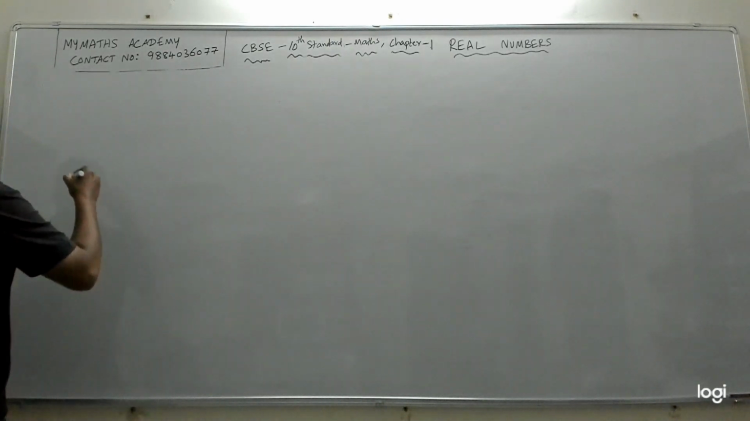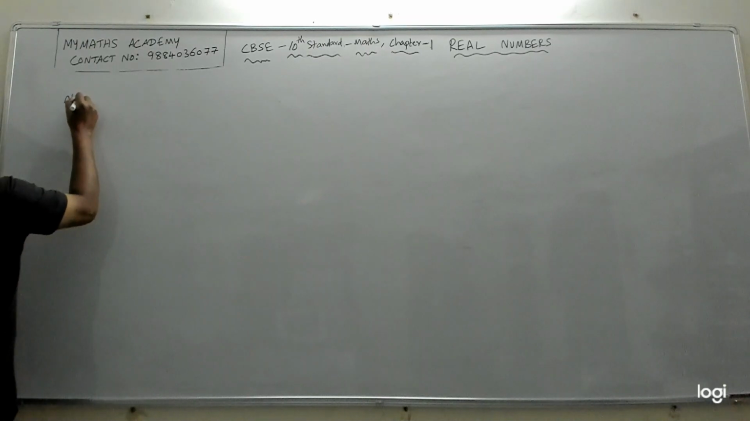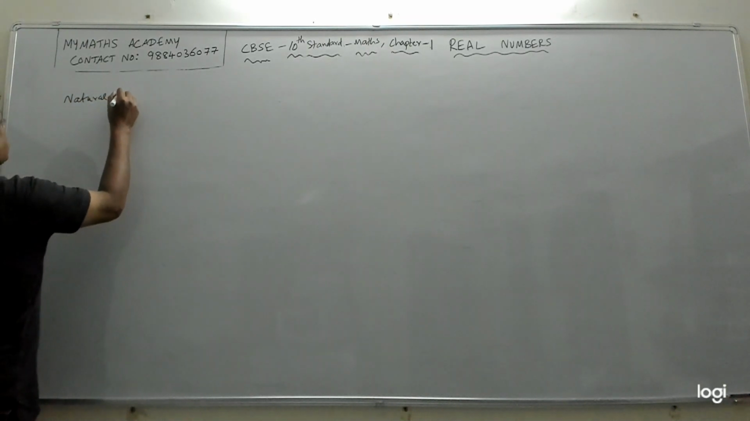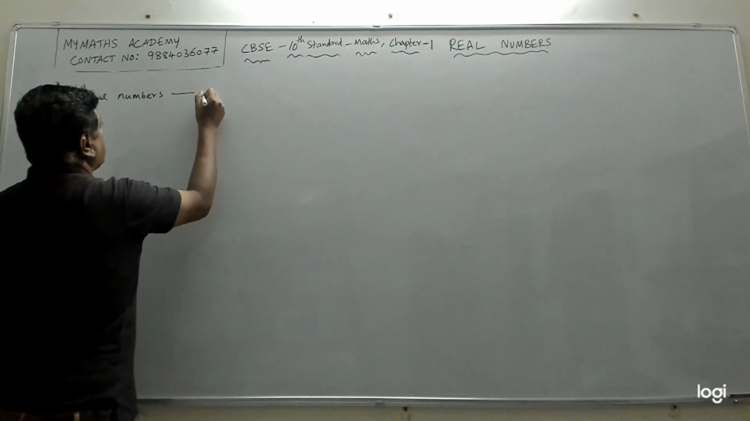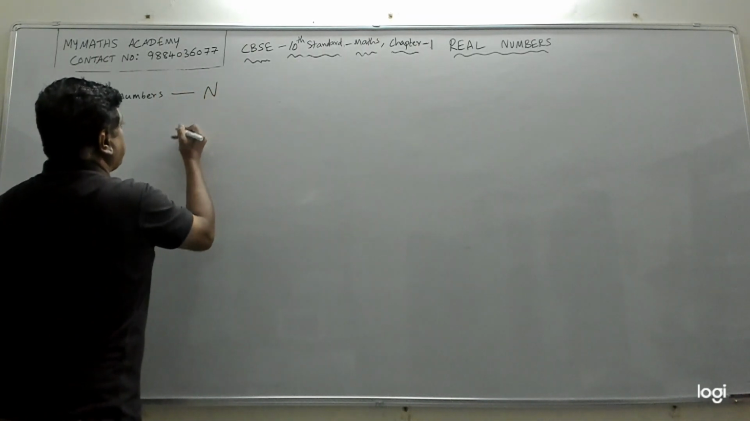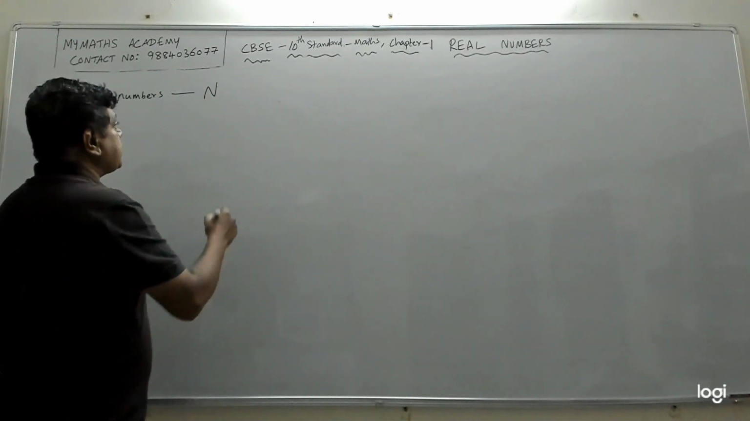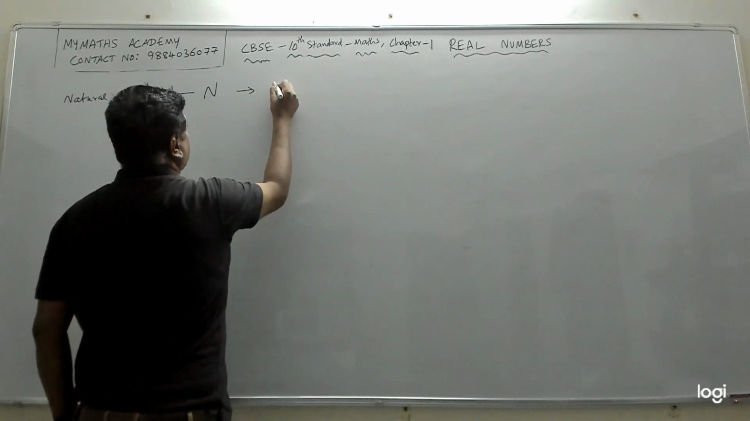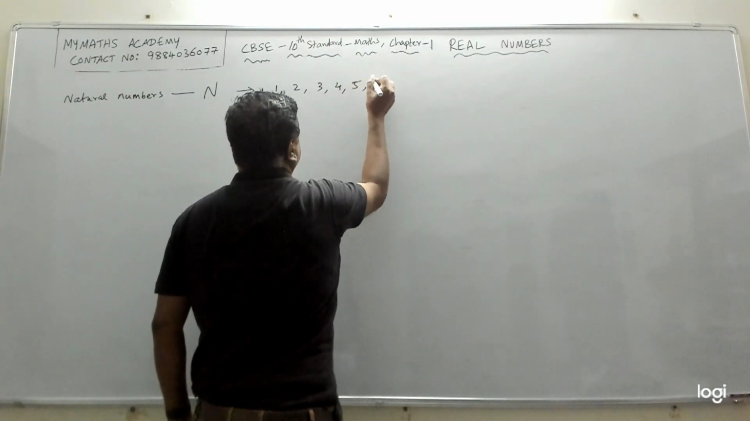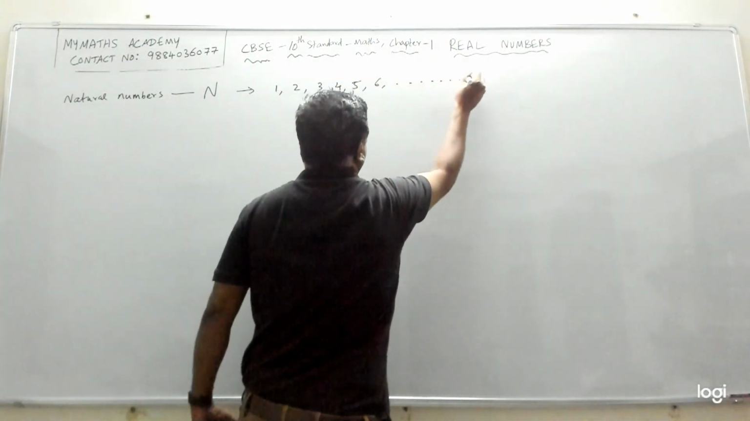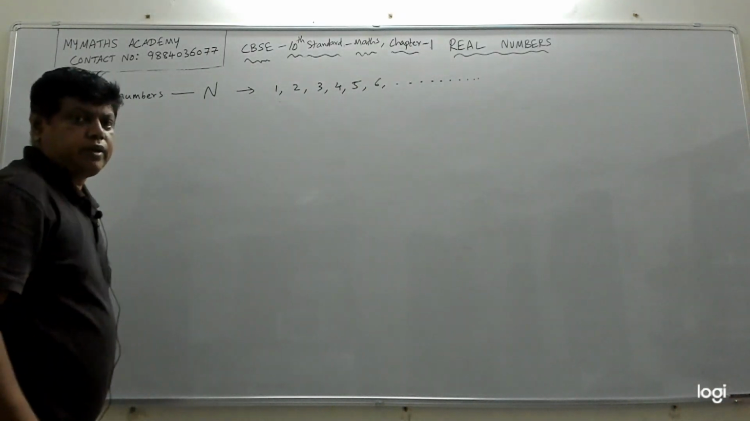So the first set of numbers that we have is natural numbers. The natural numbers are denoted by the capital letter N, and they start from 1, 2, 3, 4, 5, 6, and so on. It keeps on going to infinity.